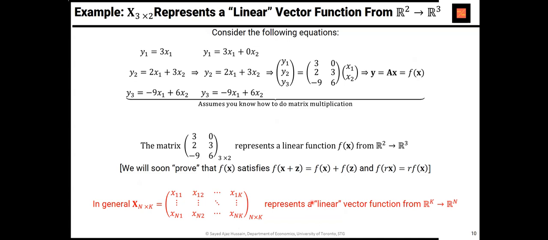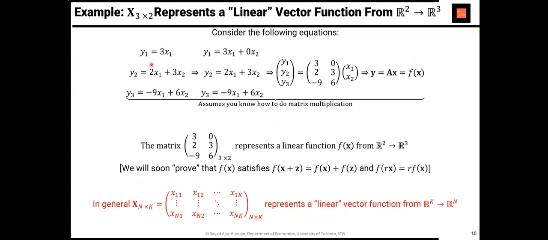In what sense does a matrix represent a linear vector function? This gives you a deeper insight into how a vector is not the same as a matrix. Here's a bunch of equations. Notice I have two x's, x1 and x2, but three y's. So I'm going from R2, two x's, to R3, three y's. So the domain is R2 and the range is R3. And how can I represent this by a matrix?